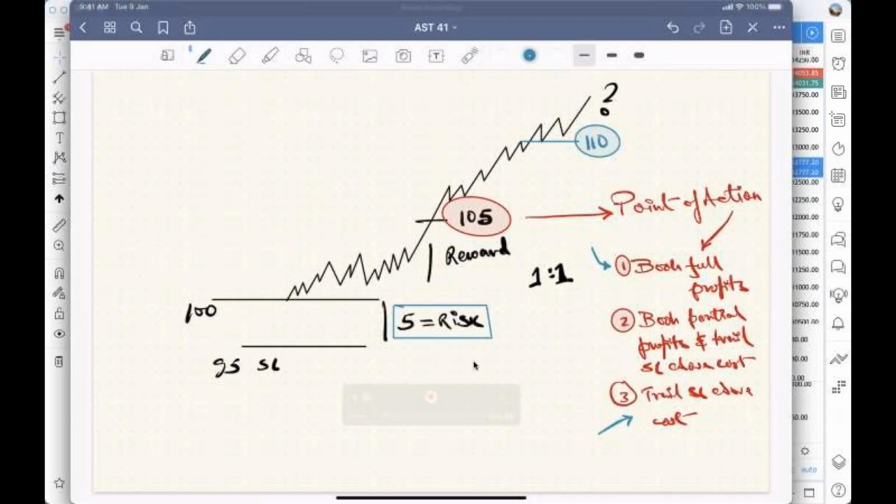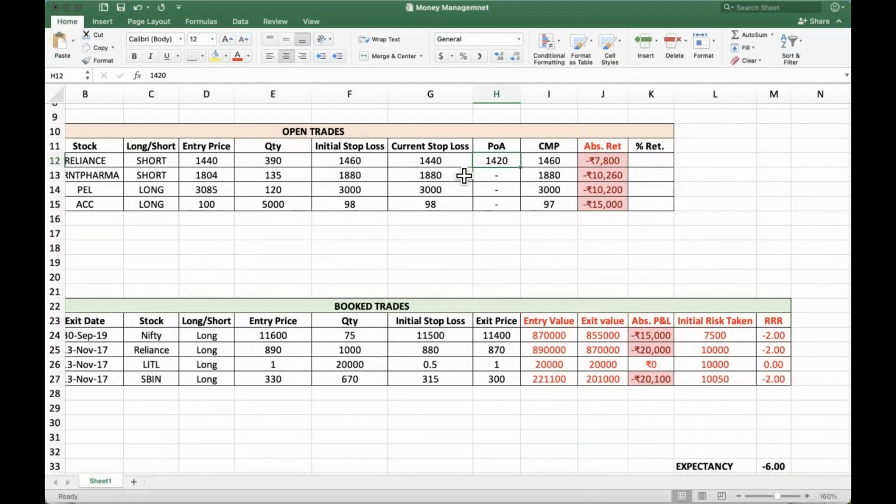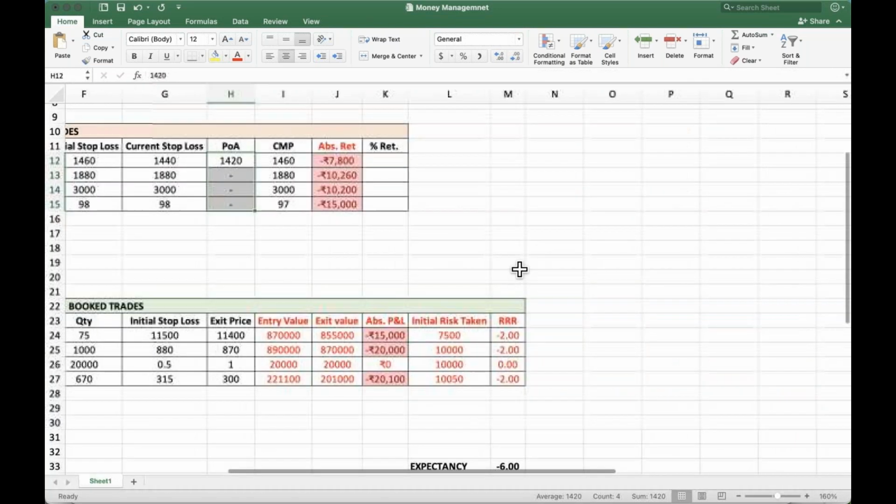And so on this Excel sheet, there is a section called POA. POA is nothing but this: if you enter at 1440, it's a short trade, a Reliance short trade, with a stop loss of 1460, which is 20 points risk, then your POA should be 20 points less than 1440, that is 1420. That's POA. And the last part of this Excel sheet is RRR.